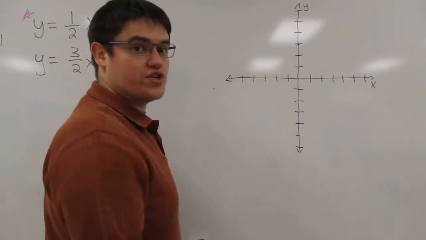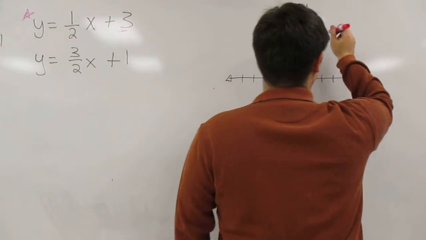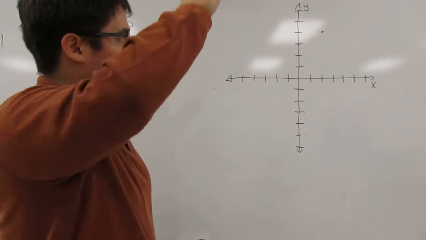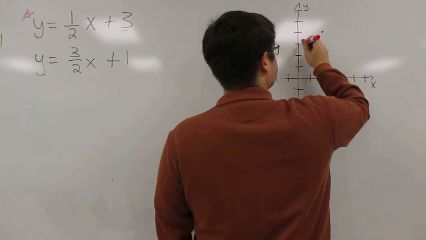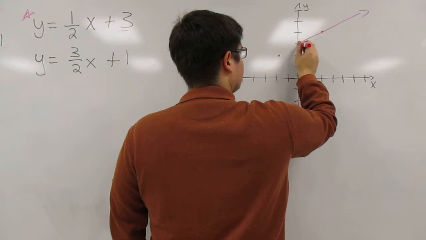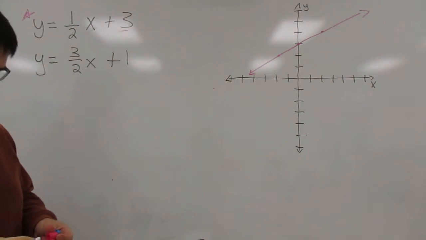So remember, slope was your difference in y over your difference in x. So go up 1 over 2. Keep following that form. Or we could just go down 1 over 2. Okay, obtain that line there.